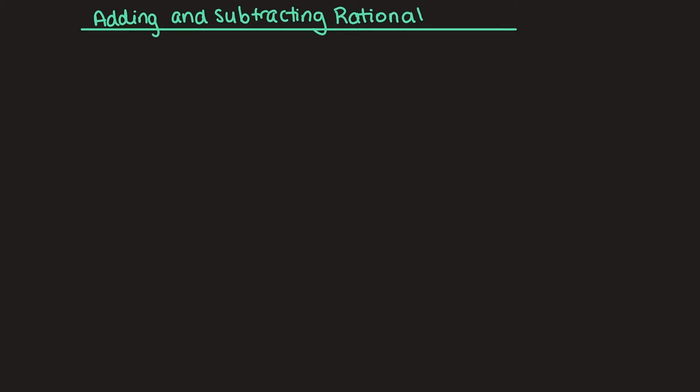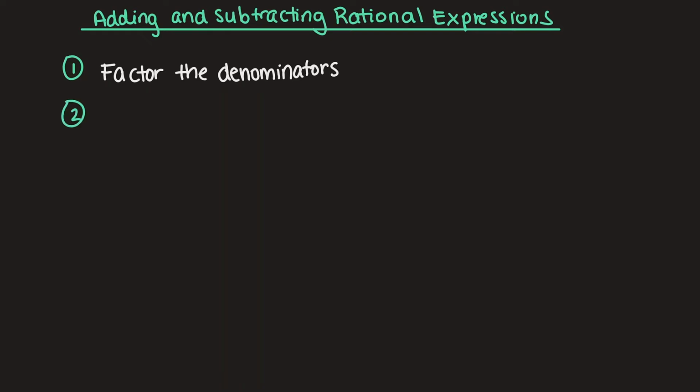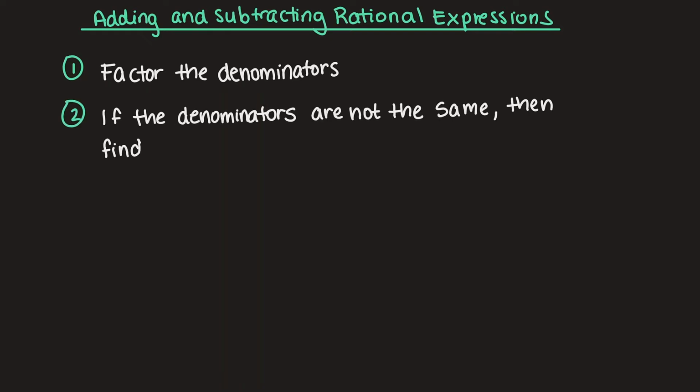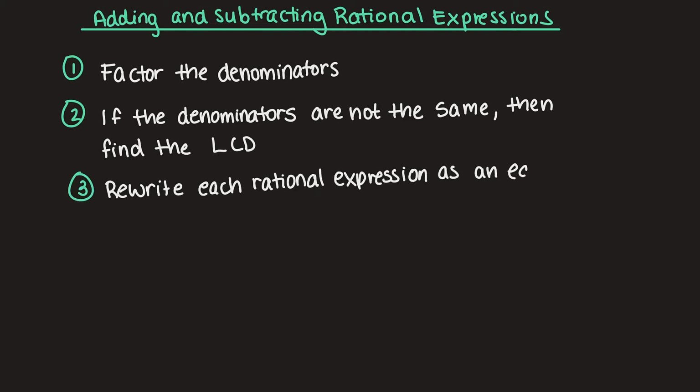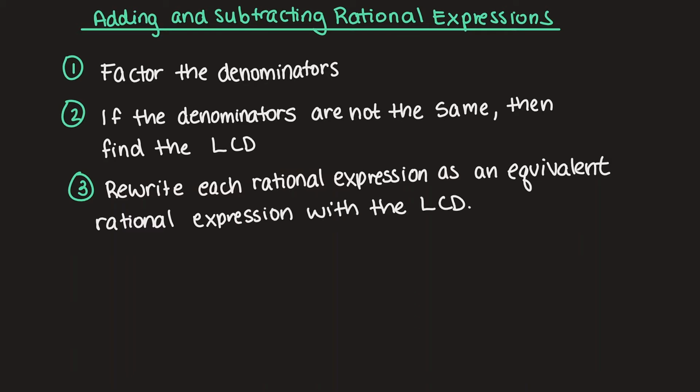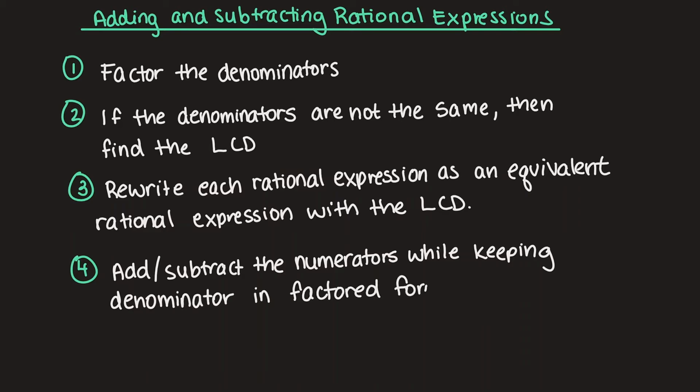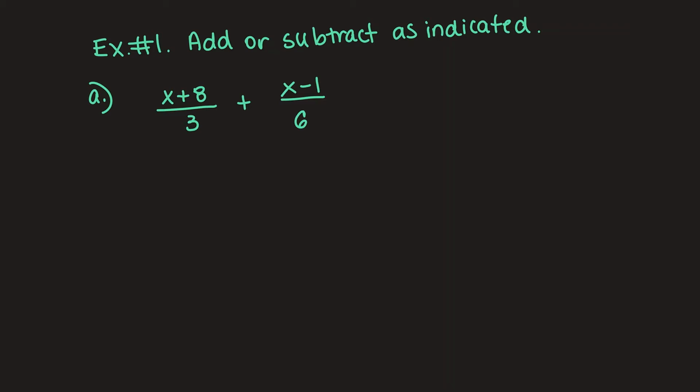So we can add and subtract more complicated rational expressions in the same way. So to add and subtract rational expressions, we would first factor the denominators. And then if the denominators are not the same, then we find the LCD. And then rewrite each rational expression as an equivalent rational expression with the LCD, and add or subtract the numerators while keeping the denominator in factored form. And then finally, simplify if possible. So let's go over an example. We want to add the following rational expressions.